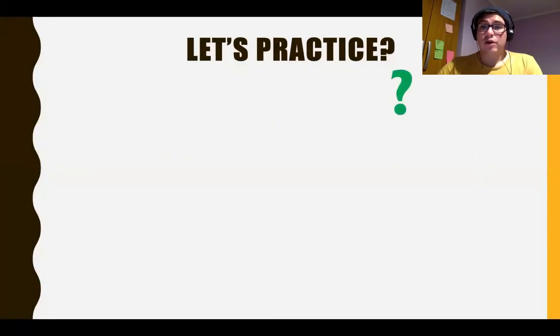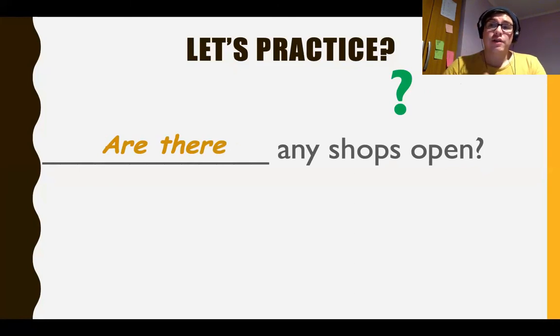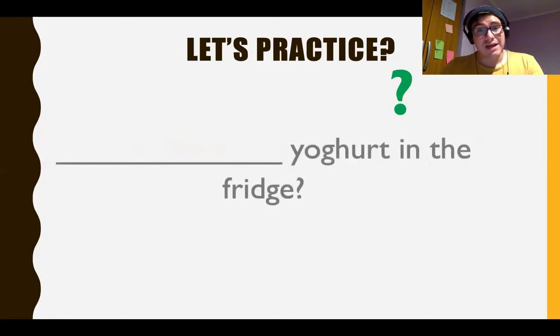Now let's talk about the questions. Questions are a little bit different. For example, any shops open? In this case, we are going to say are there. We're talking about plurals, so we are going to say are there. We change the order of the words. Are there any shops open? And with the singulars, yogurt in the fridge, we say is there. Is there yogurt in the fridge?